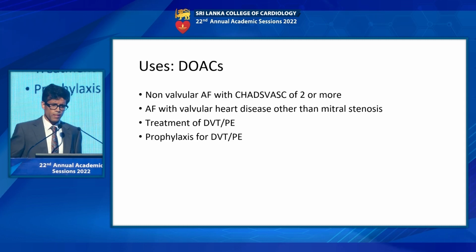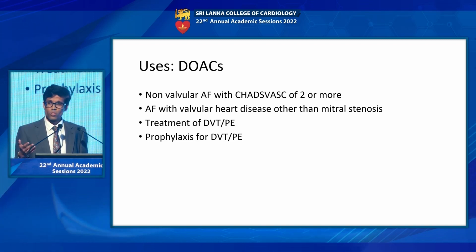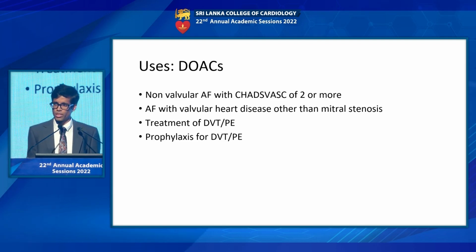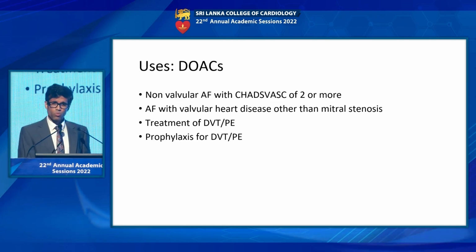So DOACs. The rest of the world has moved very fast in using DOACs. They're pretty much all atrial fibrillation patients who meet the criteria in the CHA2DS2-VASc score for stroke prevention in non-valvular AF will receive a DOAC now. I'll tell you why. The other AF with valvular heart disease, other than mitral stenosis, DOAC is still preferred, and also treatment of deep vein thrombosis, pulmonary embolism, and also prophylaxis for DVT and PE in both surgical and medical patients. You can use DOACs.